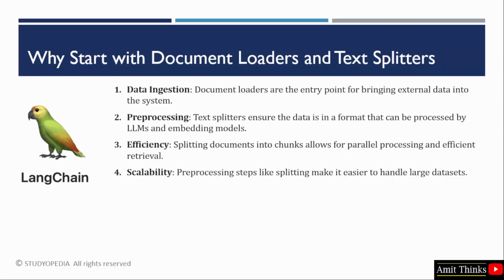The role of text splitters is to ensure that your data is in the correct format so that it can be easily processed by the model, whether it is an LLM or embedding model. When you split the document into chunks, it allows for parallel processing and efficient retrieval. With that, you can also achieve scalability. Splitting the data allows you to handle large data sets. Guys, we saw what is the pre-processing component of LangChain.